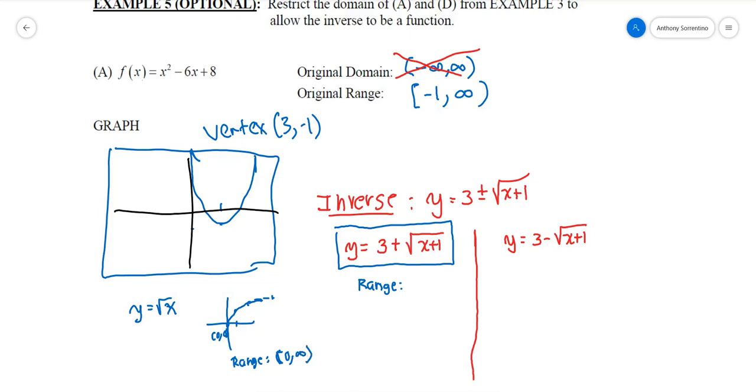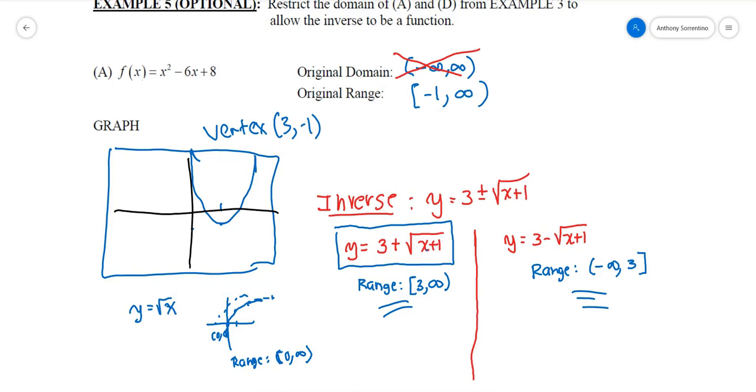But if I put the plus 1 inside, it's going to cause me to shift left 1. That's not going to change my range. The 3 on the outside, though, is going to cause my range to go up by 3. So this, I expect to have a range going from 3 to infinity. In a very similar fashion, by the way, I would expect this one to have a range going from negative infinity up to as far as 3. Well, these would be one of your best options to restrict your domain.